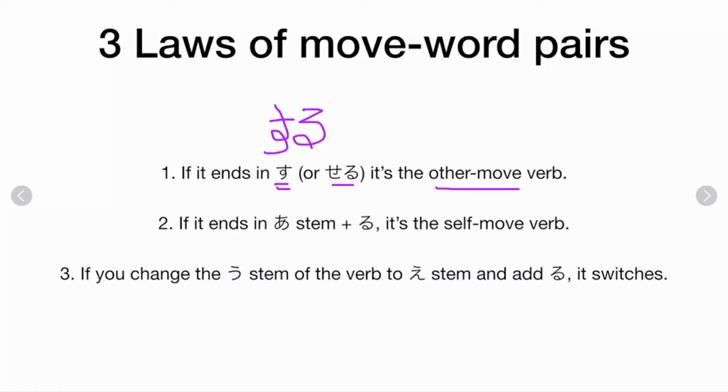If it ends in a plus ru, right? Then this is like aru. Then it is the self move verb. All right, and we'll see examples of that. And then the last thing is that if you have the u stem and you change it to the a stem and add ru, then it changes what the verb type is. So if it was self move, it becomes other move, and if it was other move, it becomes self move.